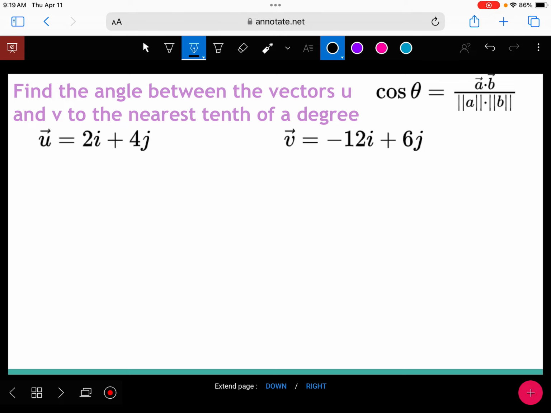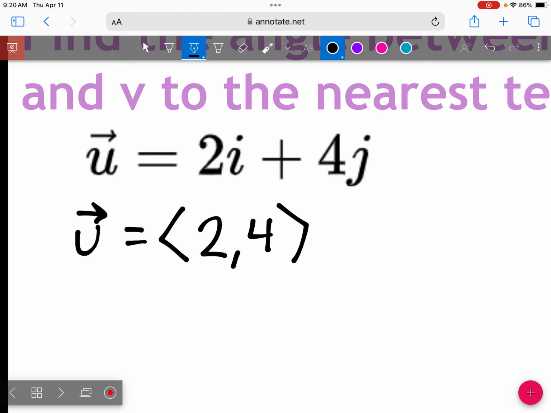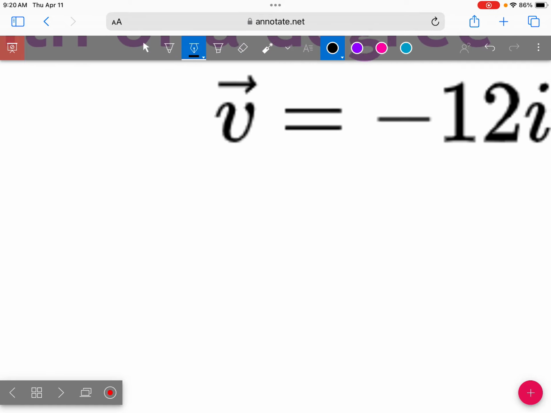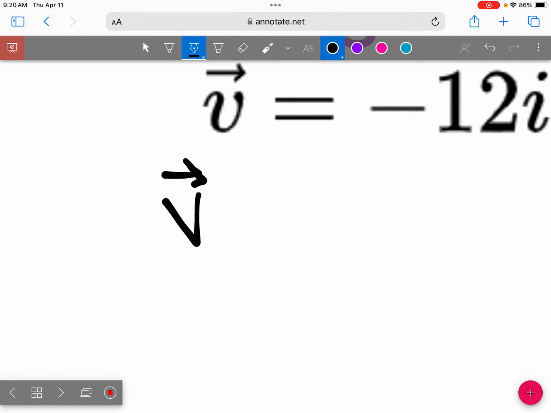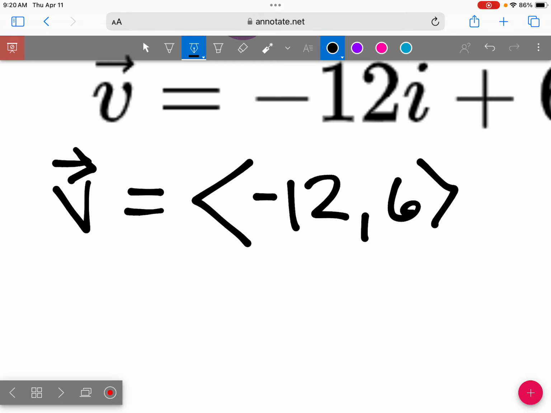So with u being 2i plus 4j, we can rewrite that to be that vector u is <2, 4>. And with vector v being negative 12i plus 6j, what's that one? <-12, 6>. So again, when it's in its linear product form, it's not super complicated to get it into the composite form. We just have to remember that.